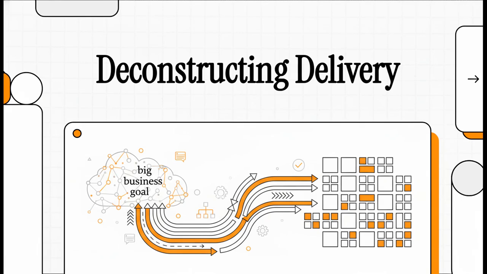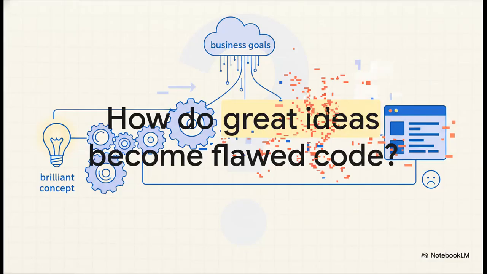Today, we are going to deconstruct delivery. We're going to dive into a really powerful blueprint for turning a big, kind of fuzzy business goal into precise working code. And we're going to do it without all the chaos and confusion that usually happens along the way. Let's get into it. You know the feeling, right?